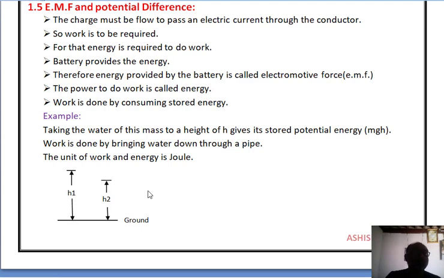Now if we take water of some mass to a particular height, that means we keep the water at height h from the ground level, it gives stored potential energy, that is mgh. Due to this potential energy, work is done by bringing the water down through a pipe. Now the unit of this work and energy is joule.